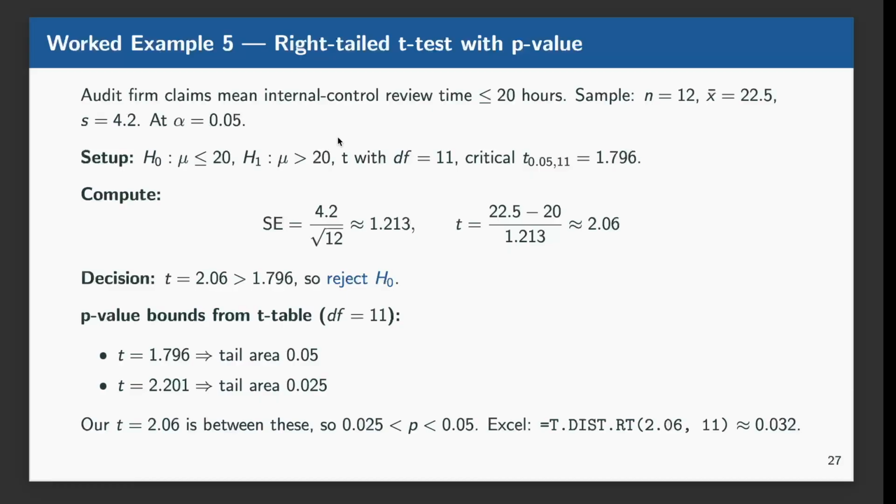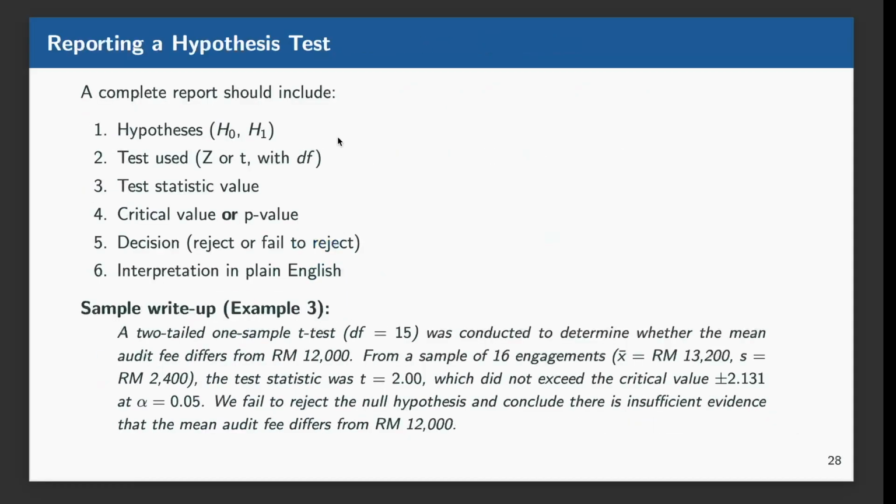Let's talk about how to write all of this up properly. A complete professional write-up of any hypothesis test should always include 6 things: the hypotheses themselves, which test was used and with what degrees of freedom, the value of the test statistic, the critical value or the p-value, the final decision, and a plain English interpretation of what that decision actually means. Here's how that reads in practice, using the audit fee example from worked example 3.